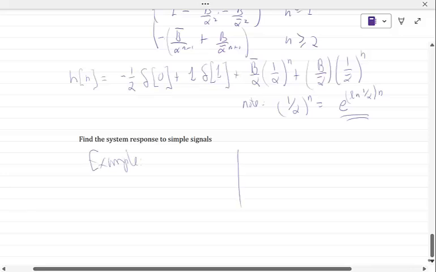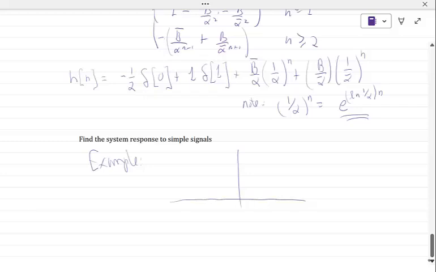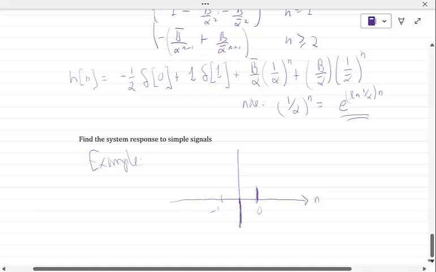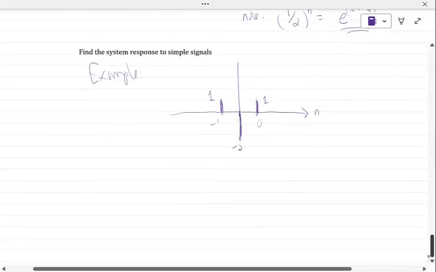My x will look something like this. This is actually what's called the second derivative signal. I'll put this is my n. This is 1, 0, minus 1. And then here I'll have a 1, here I'll have a minus 2, and here I'll have a 1. So this height is 1, this height is minus 2, this height is 1. So this is x of n.